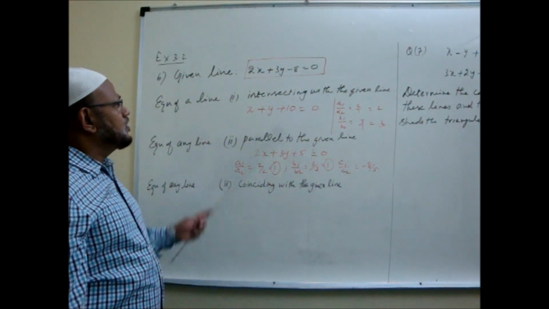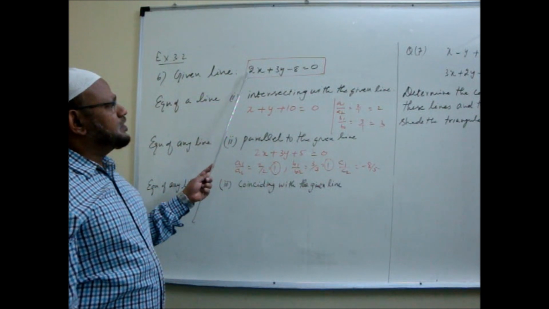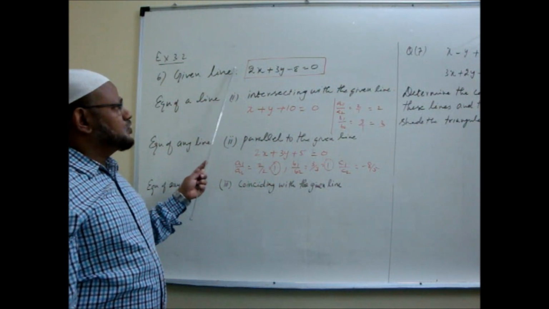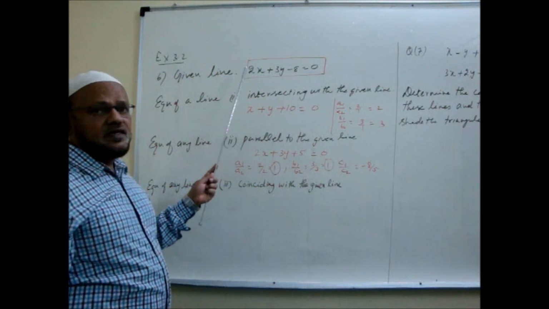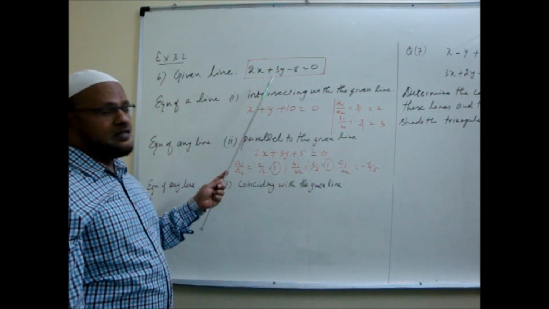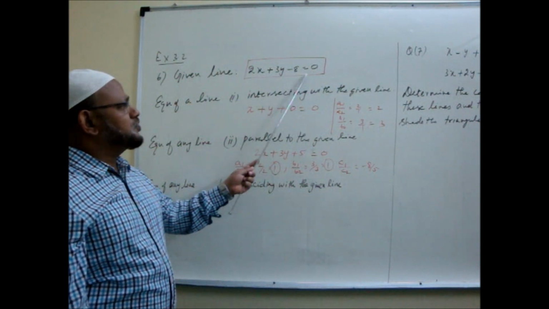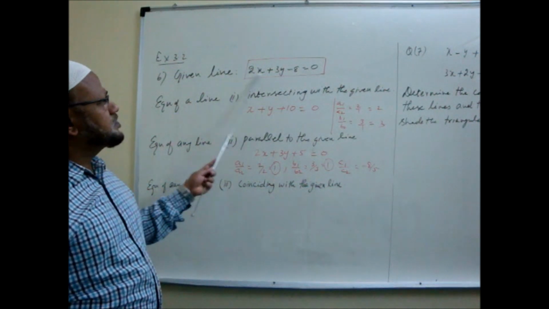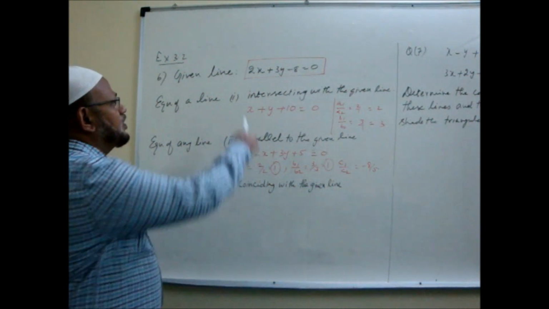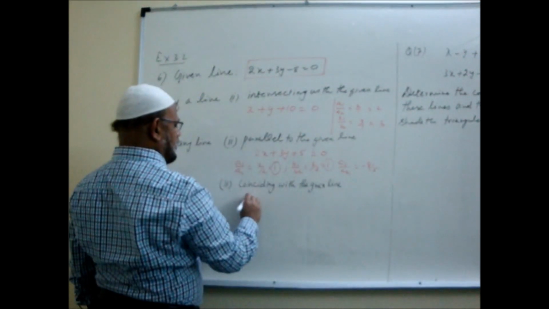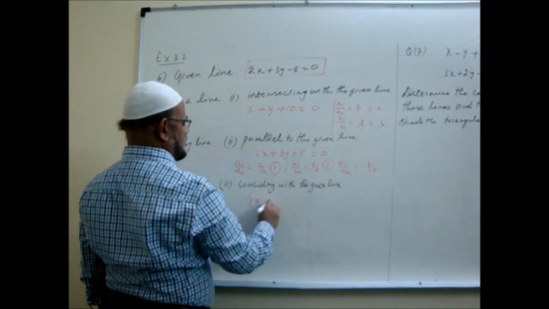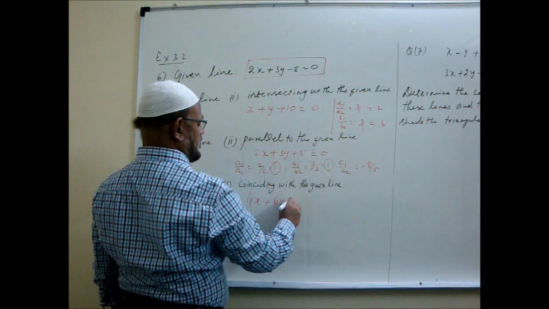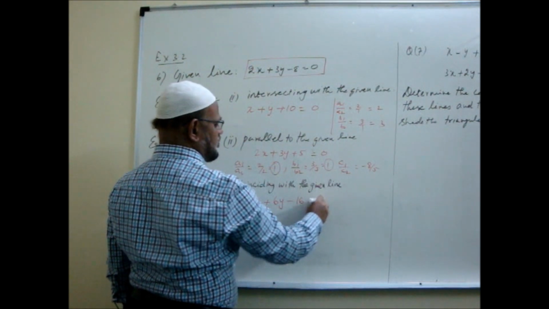So what you do? All these numbers, all these coefficients are multiplied throughout by any number, by 2, by 3. Simply multiply each term by 2, so you will note the ratios coming equal, or multiply each term by 3, any number. I multiply all the terms by 2. I will get 4x plus 6y minus 16 equal to 0.